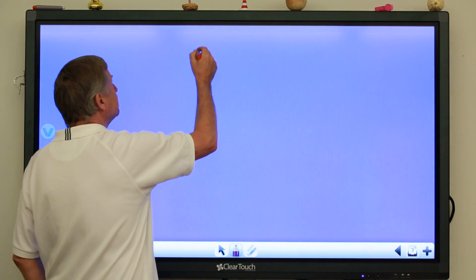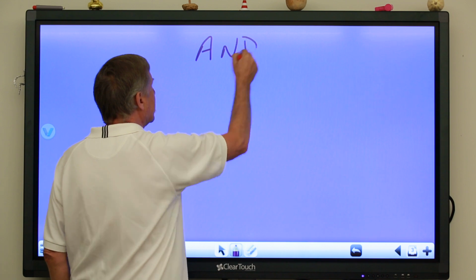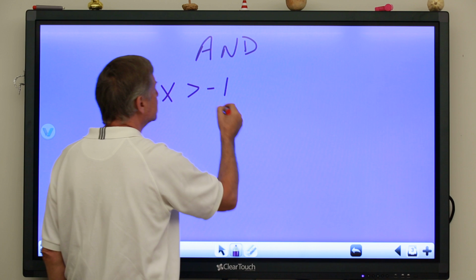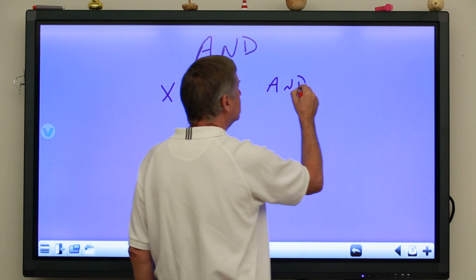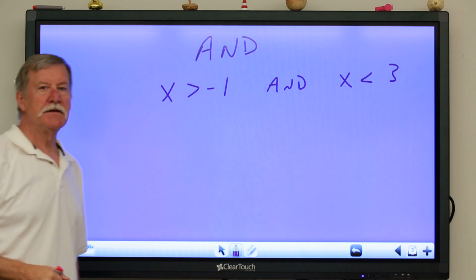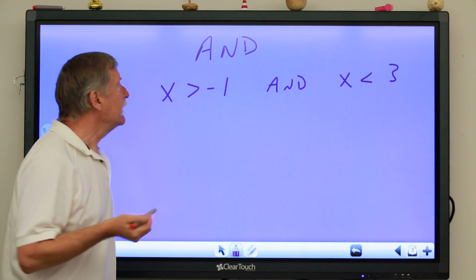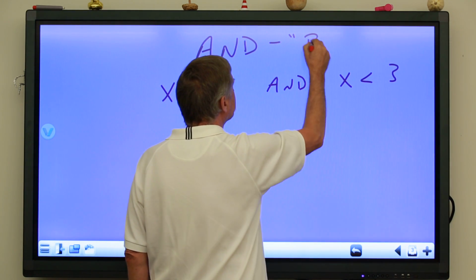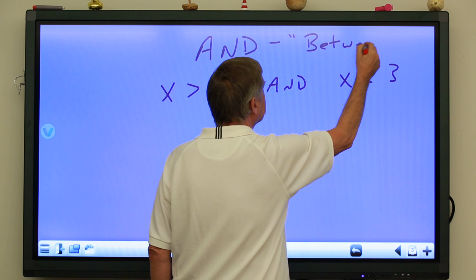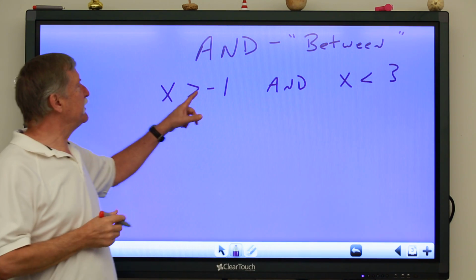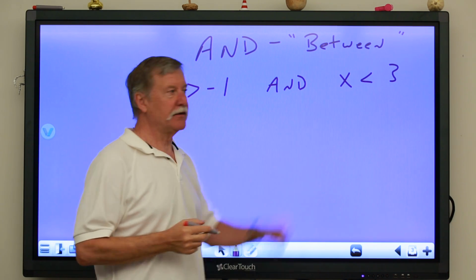So if we have something, let's take the condition "and". We can talk about x being greater than -1 and x being less than 3. This is describing a condition. And the word "and", you need to associate with the idea that we're talking about between. In other words, we're talking about everything between -1 and 3.